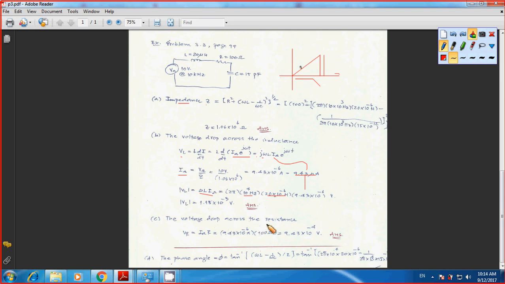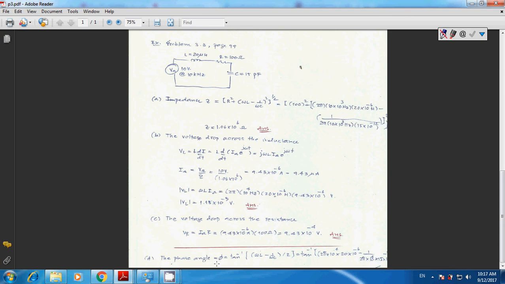Next, the voltage drop across the resistance. Just straightforward, V equals IR, right? IA equals 9.43 microamps, so you simply multiply by R. R is 100 ohms. That gives you 9.43 times 10 to the negative 4 volts.